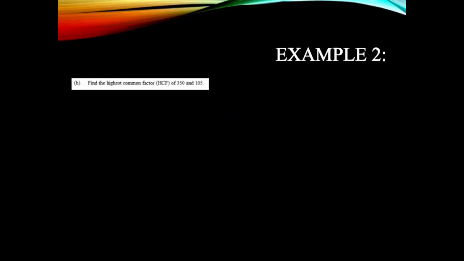Now, here it says find the highest common factor of, and we've got two numbers now. A highest common factor means the biggest, the largest number, that is a common factor. And that means a number that's in both 350 and 105. So a factor of 350 and a factor of 105. You'll remember that only a second ago we worked out the factors of 350, which we wrote down as 2 times 5 times 5 times 7. We'd already done that little bit of work.